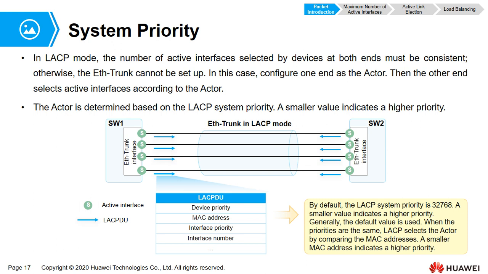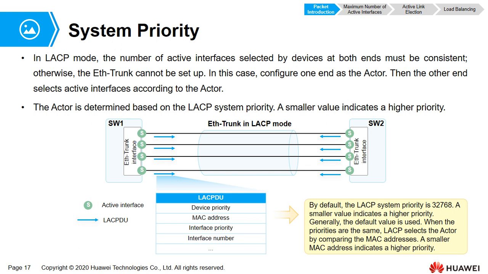In LACP mode, the number of active interfaces selected by devices at both ends must be consistent. Otherwise, the Eth-trunk can't be set up. In this case, configure one end as the actor, then the other end selects active interfaces according to the actor. The actor is determined based on LACP system priority. A smaller value indicates a higher priority.